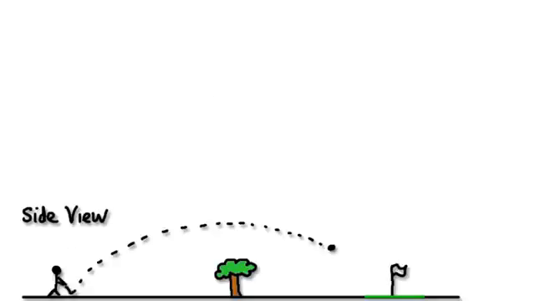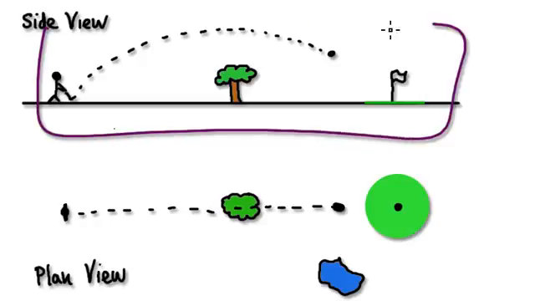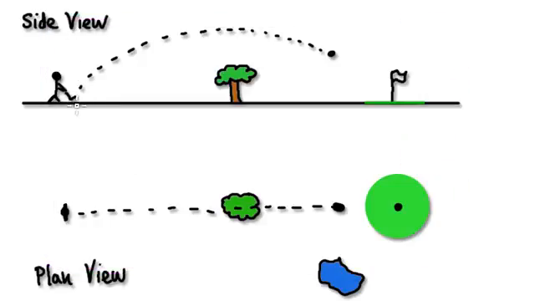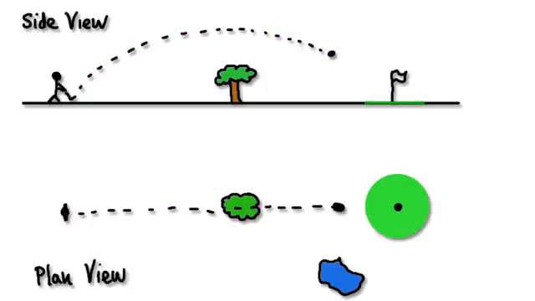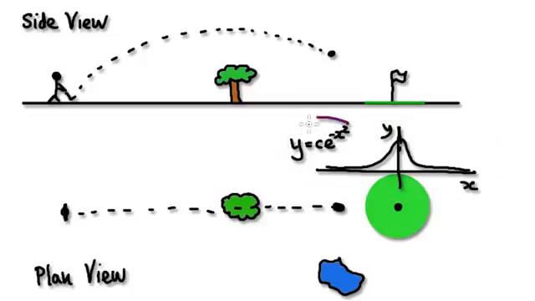So let me give you guys an example. Imagine you're playing golf. This here is your side view, and this here is you looking down from above. When you hit the golf ball, the side view would look like this, and from the plan view, it will look like this. We are going to use this formula here to model the whole situation.